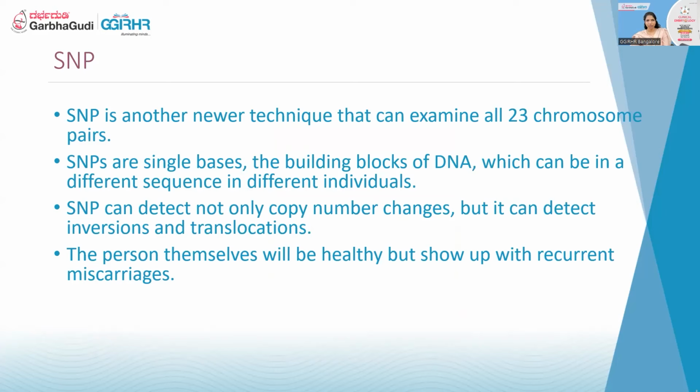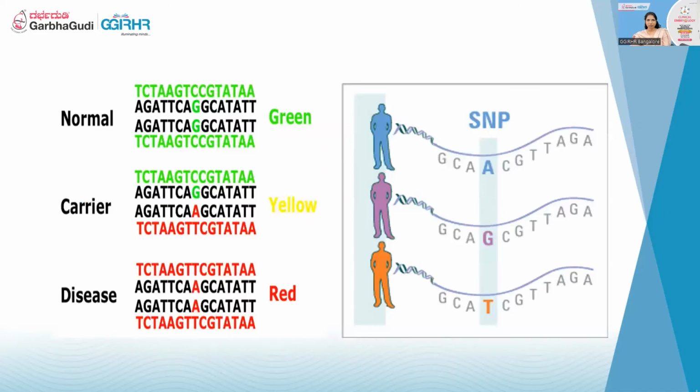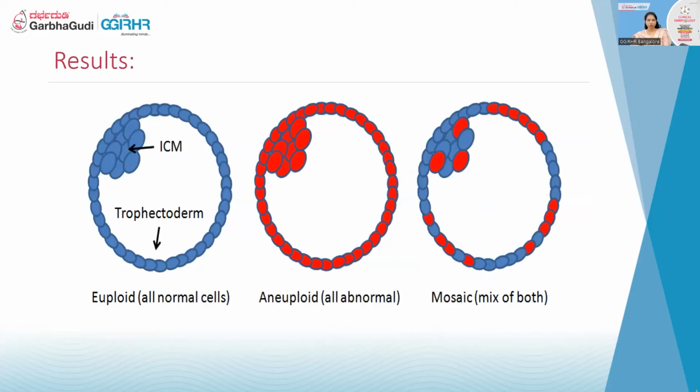So generally, when we see a person who is healthy and normal, but who is undergoing recurrent miscarriages, we can suspect SNP in them, and it can be sent for SNP analysis also. So between the normal, the carrier, and the diseased, there will be a difference in the SNP, which can be found out when we go for SNPs.